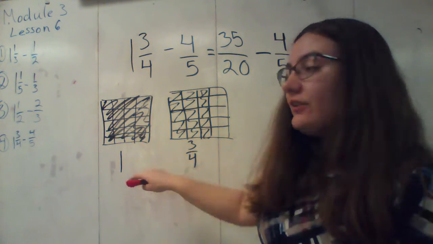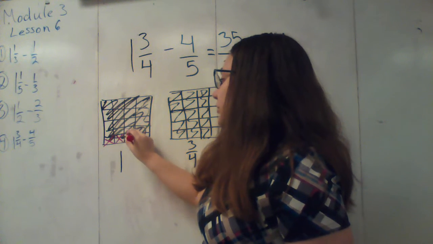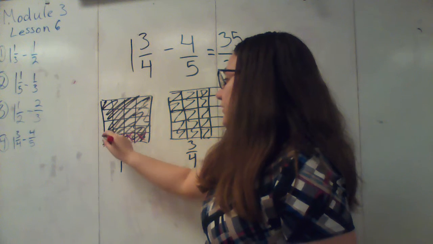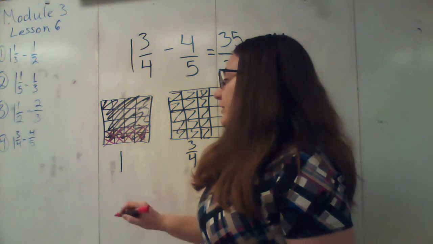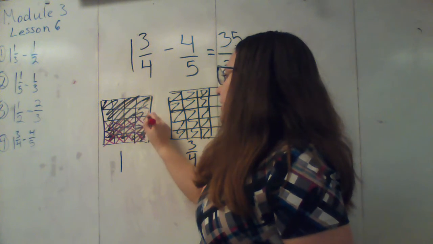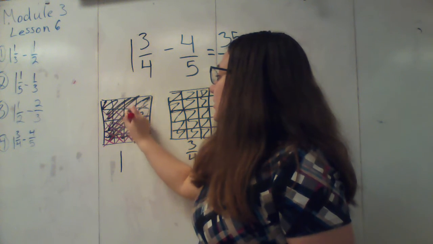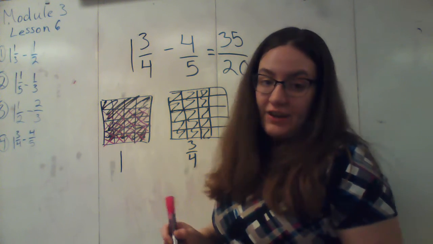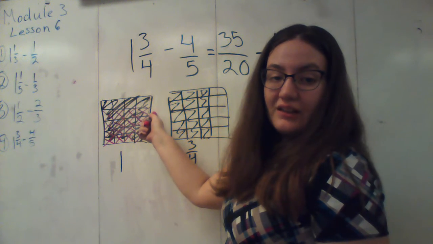So if I'm crossing out 4/5, I'm going to start from the bottom. So I'm going to cross off this fifth. So that's 1/5, 2/5, 3/5, and 4/5. So this was a fifth, this was a fifth, this was a fifth, and this was a fifth.